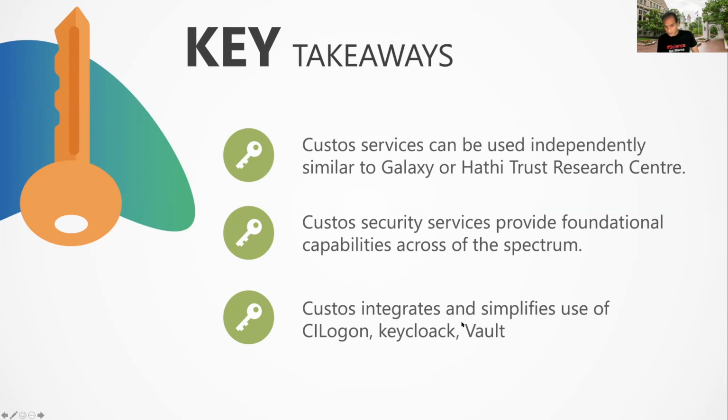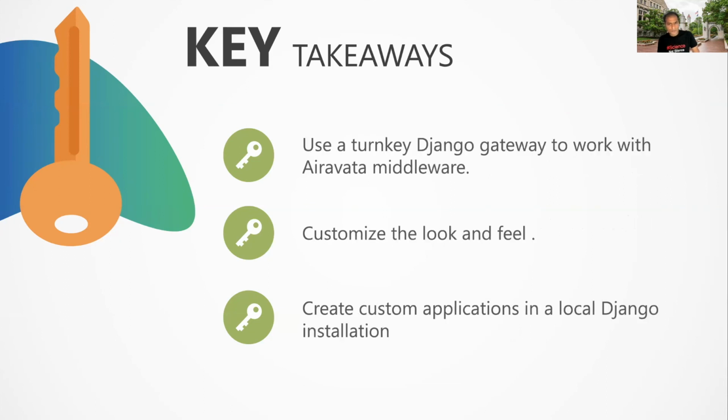So the way it does it is, you can see that Custos integrates lots of widely developed and used security services, including CILogon, Keycloak, and HashiCorp Vault. If you look into the Keycloak and Vault GitHub repos, you will see that there are hundreds of developers actively working on them. So in developing and integrating a security service, we want to be working with a larger community there. So that's the Custos overview.